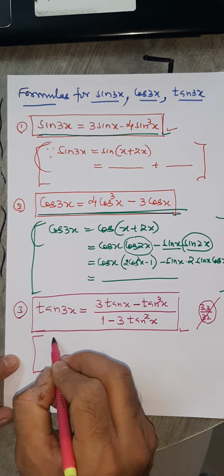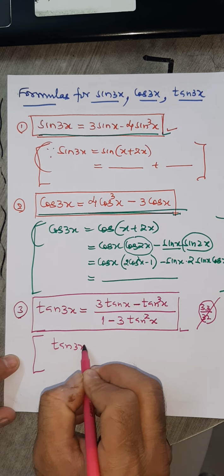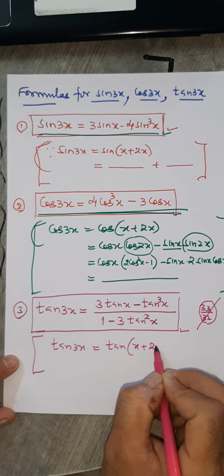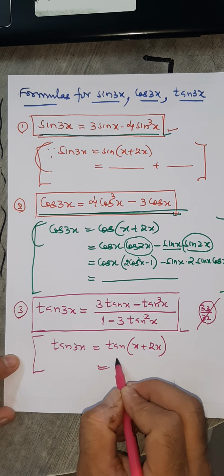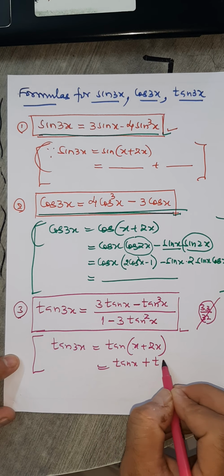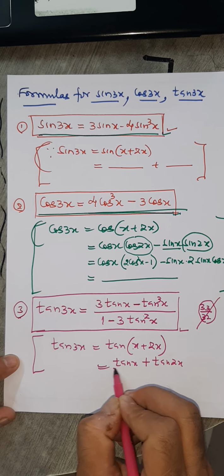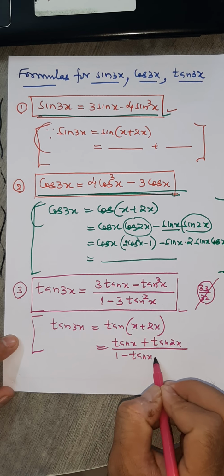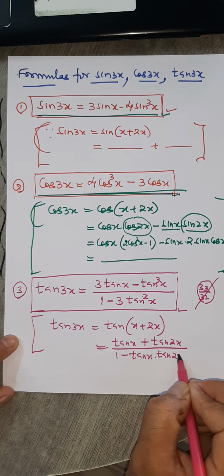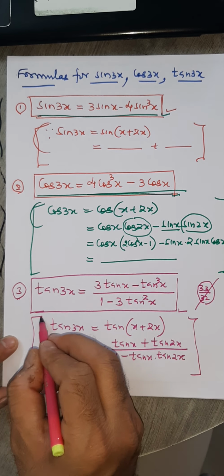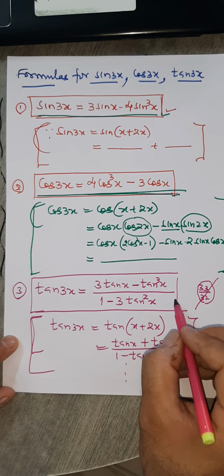How will I give you the proof? If you are interested, you can write tan 3x equals tan of (x plus 2x), and now use the formula. If you remember, tan(x plus y) is (tan x plus tan y) upon (1 minus tan x into tan y), and then further you can simplify. Just giving the idea, not the entire solution. This way it can be proved. Remember the formula.